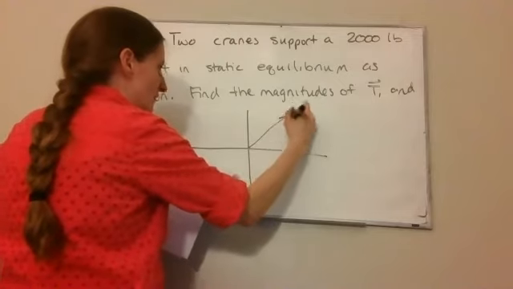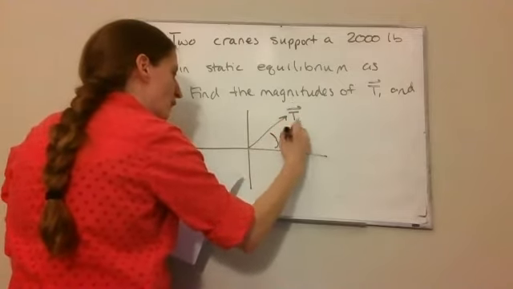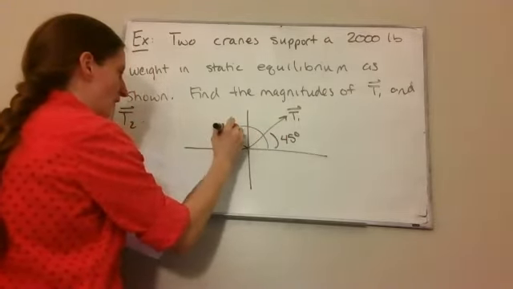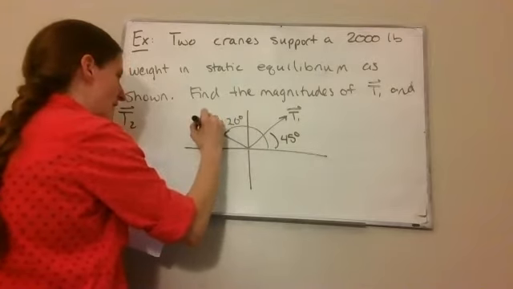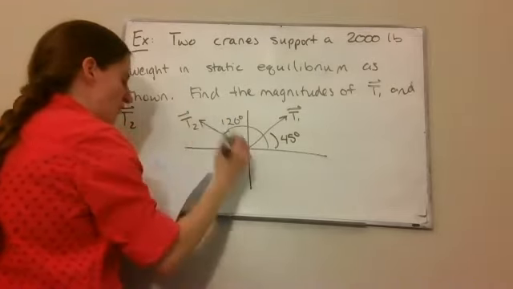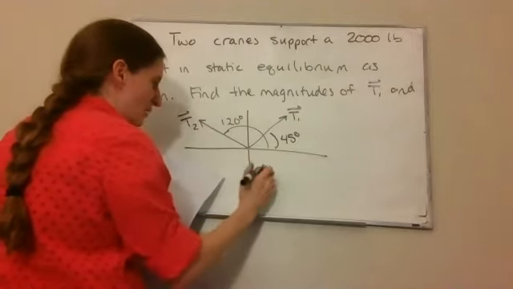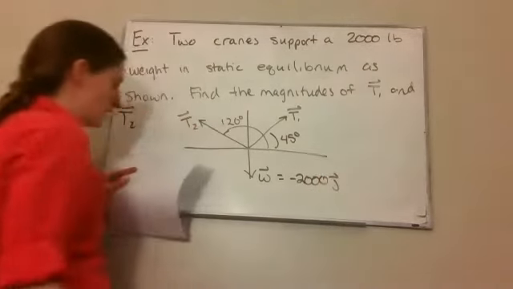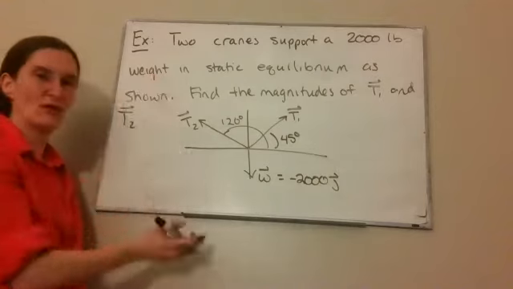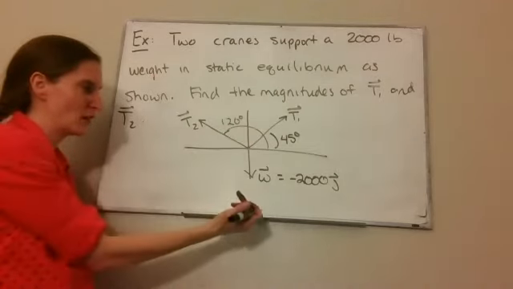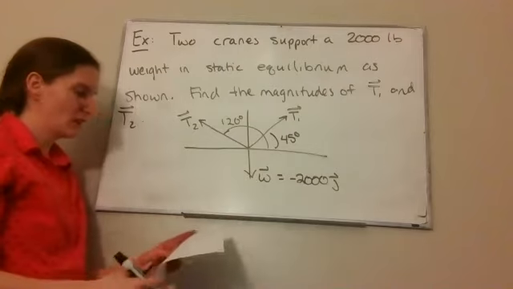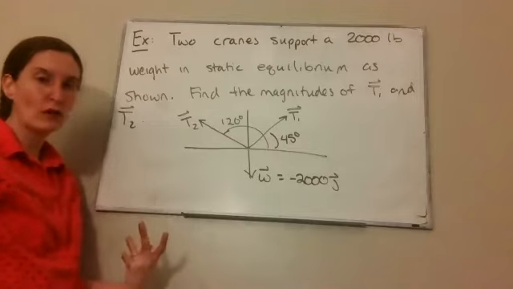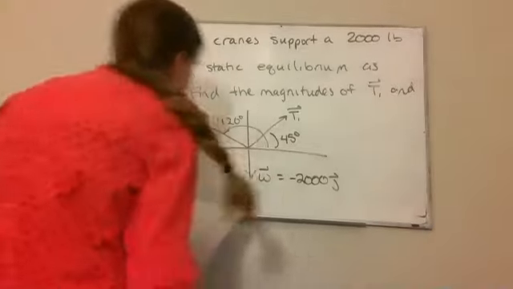Here's T1 with an angle of 45 degrees. And then way over here at an angle of 120 degrees, I get T2, and I have my weight W, which is negative 2,000 times J, because J would be going vertically straight up, and negative 2,000 is the weight pulling it down. And so I want this to be in static equilibrium, meaning the sum of all 3 forces should equal 0.